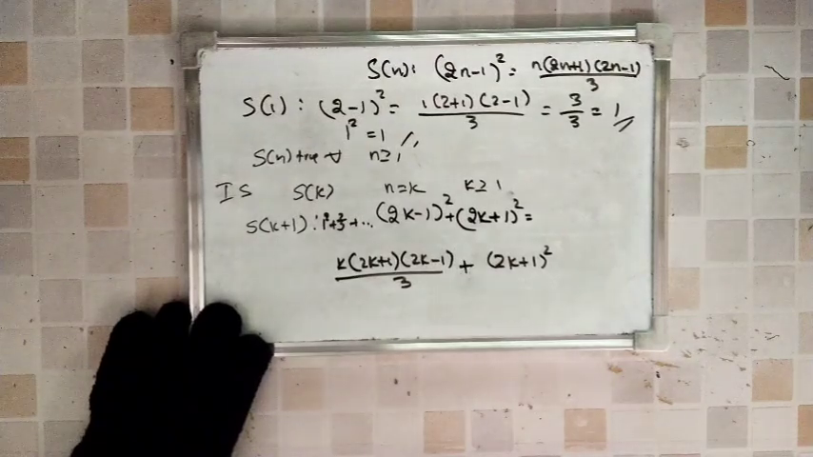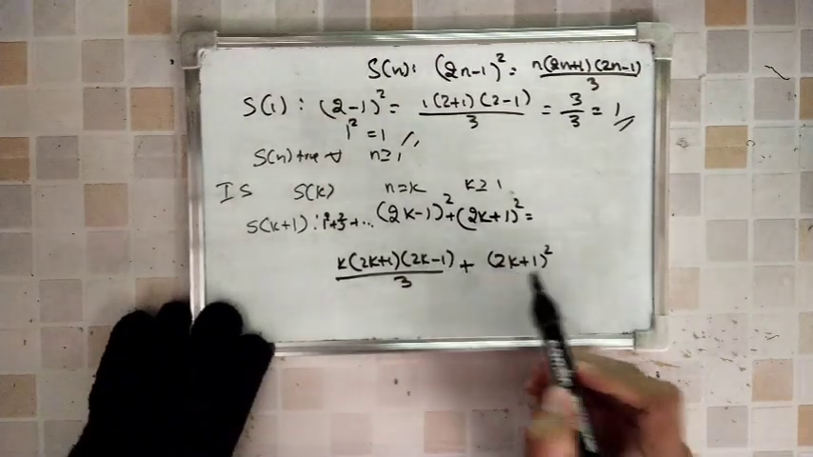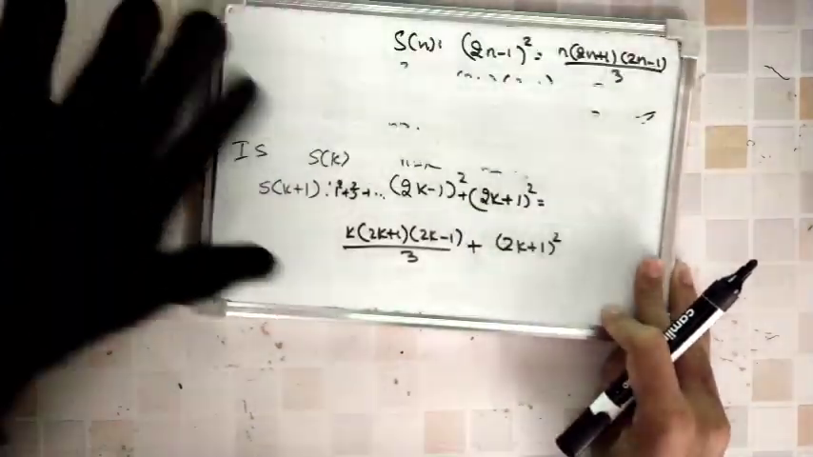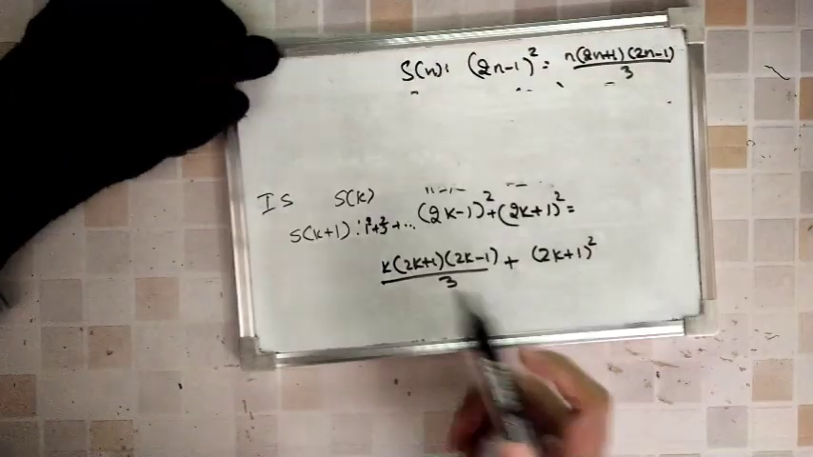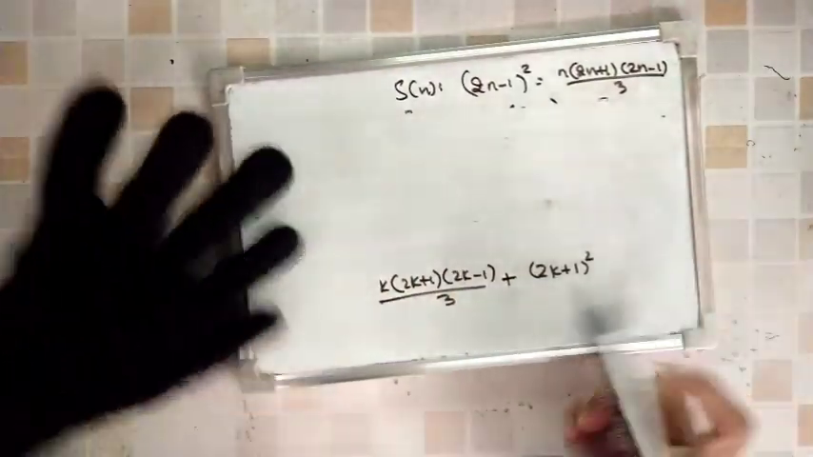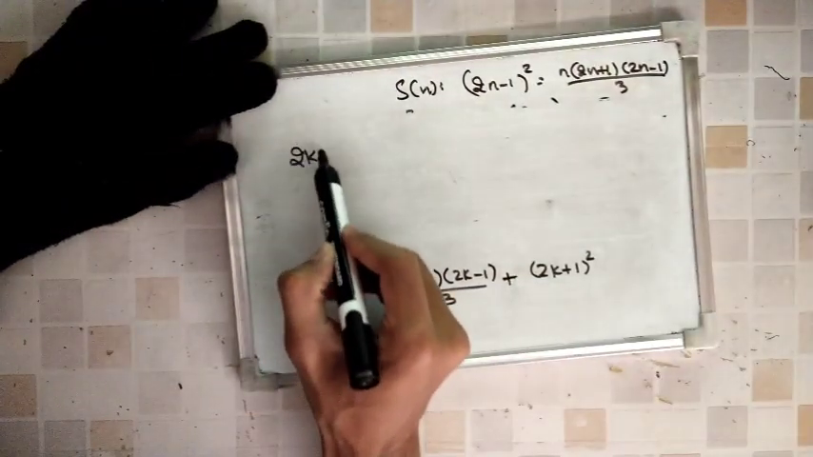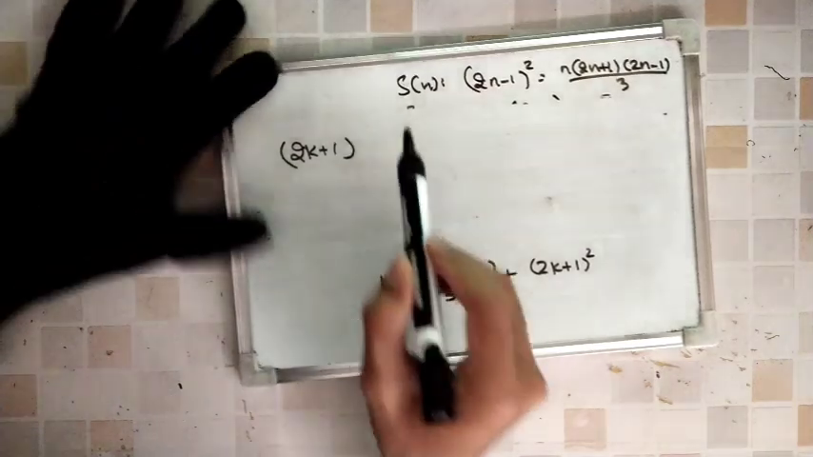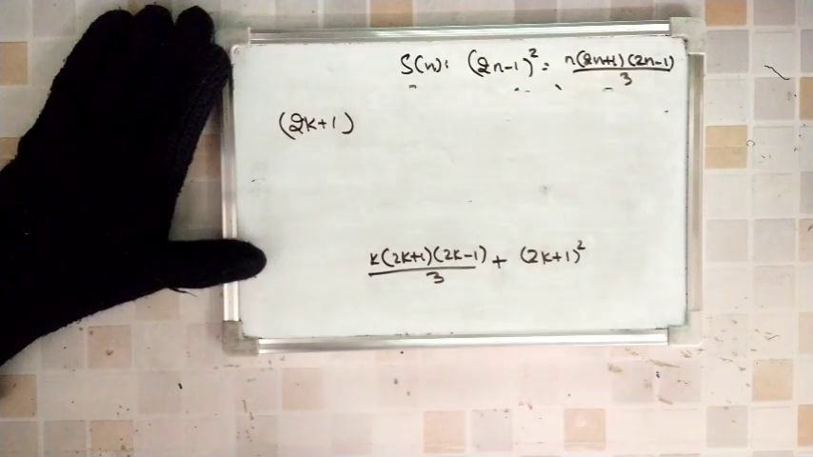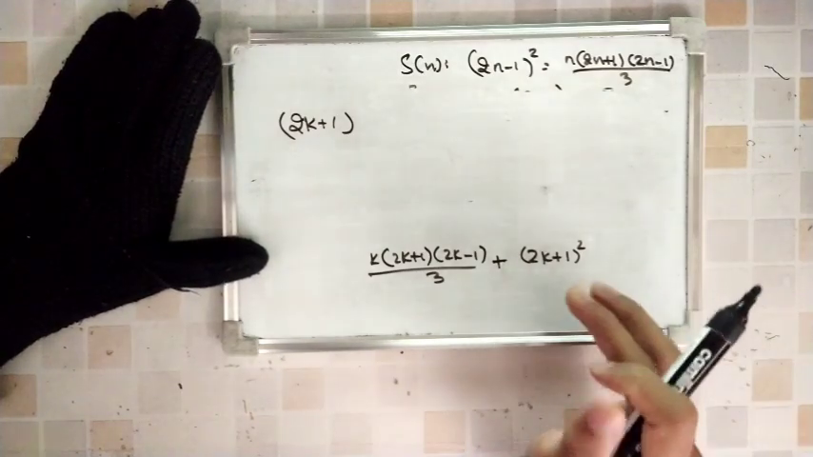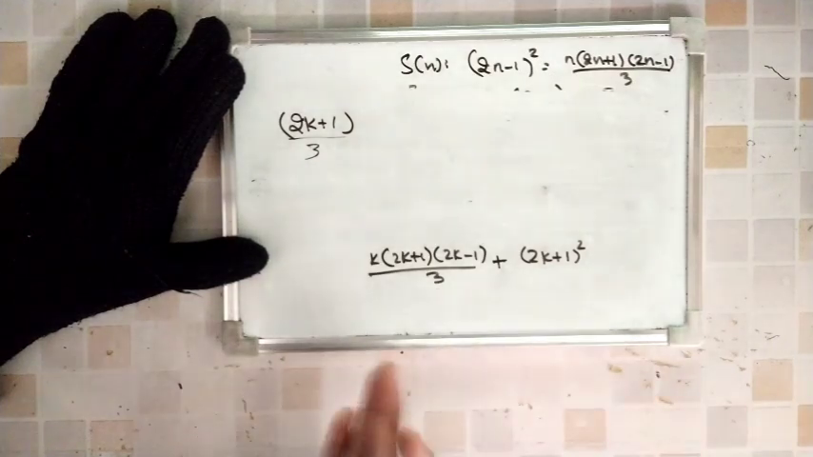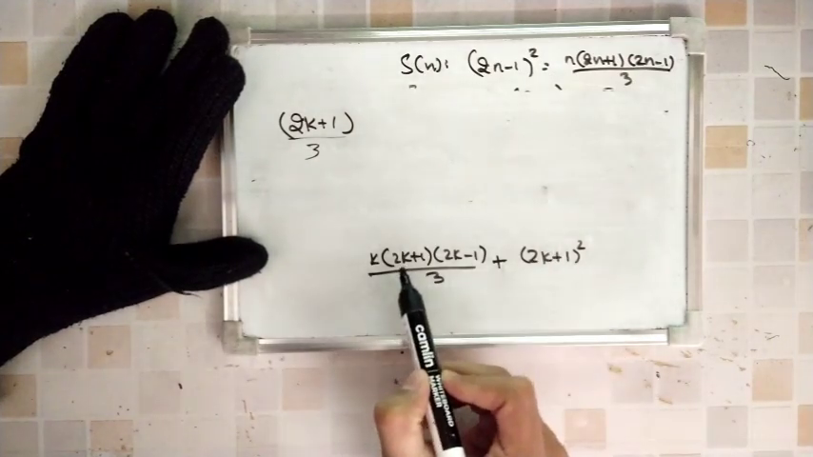Now what I will do, I will take common. What I will take common? I will take 2k plus 1 common. I will just erase this part and write it here again. So whatever I am adding here, every time I will take that itself as common, along with this denominator. If I take this common, see here I have here also one 2k plus 1.